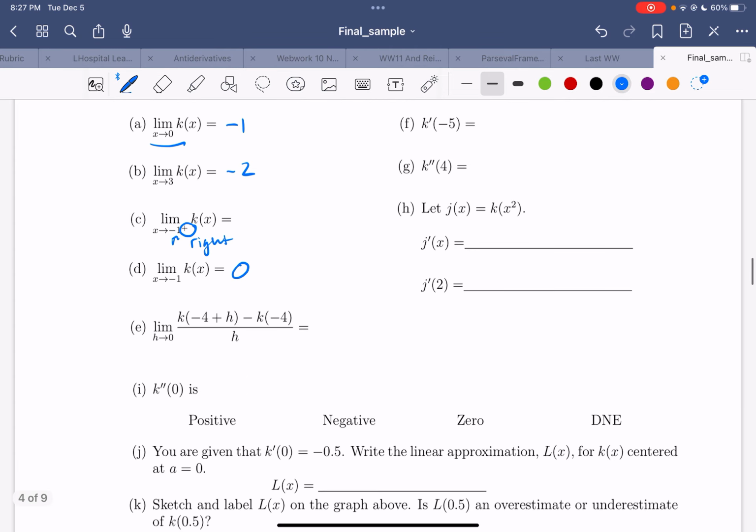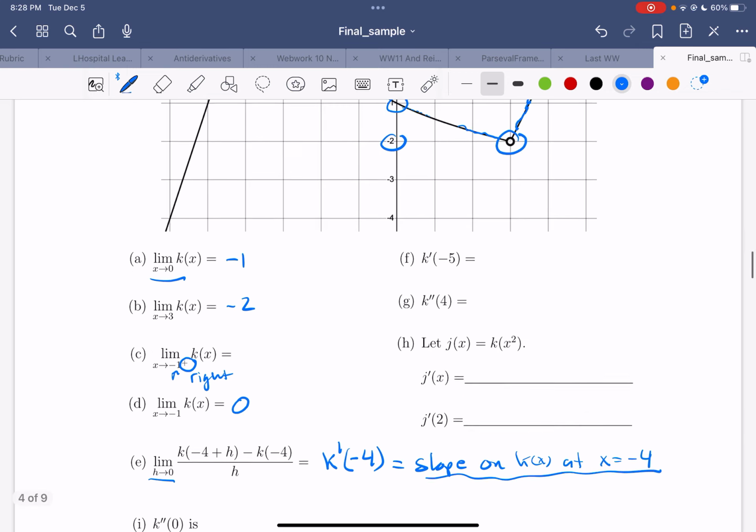All right, this fancy combination of symbols here with the limit of h going to 0, that is the fancy way to say the derivative at -4. And that's a fancy way to talk about the slope of k of x at x equals -4. Do not write this on the test. I'm writing this for the audience, which is you.